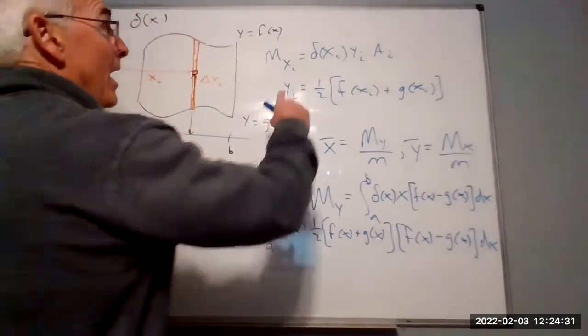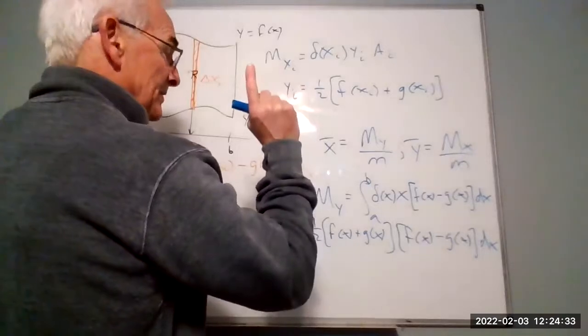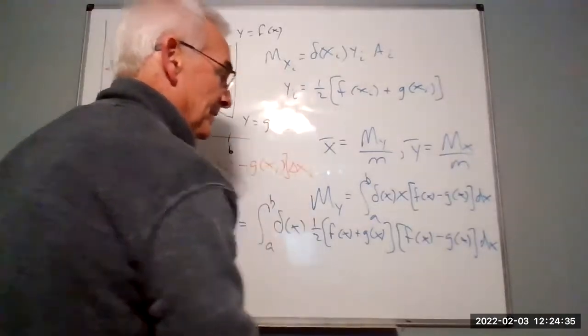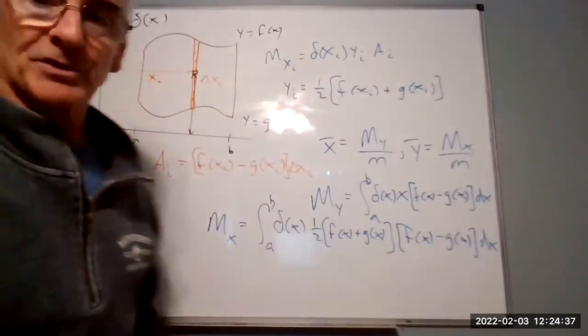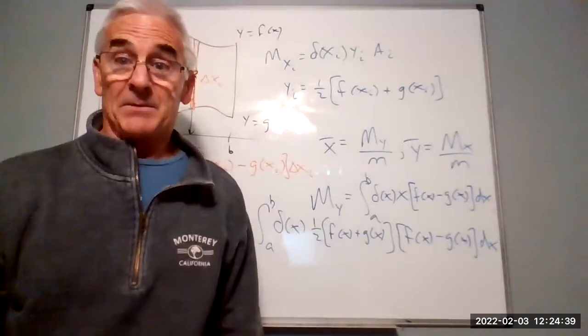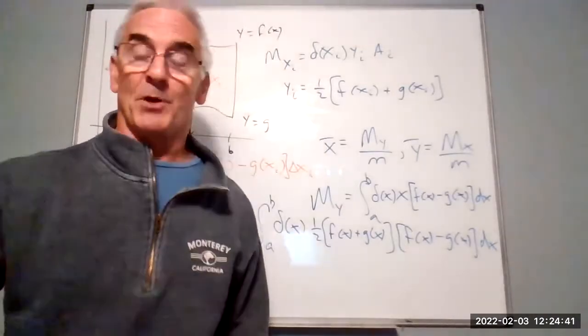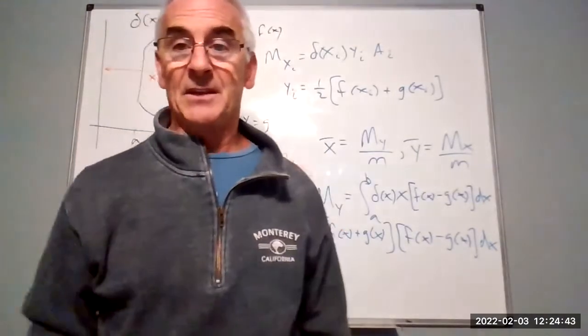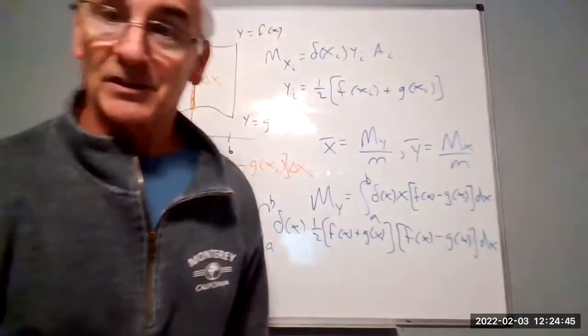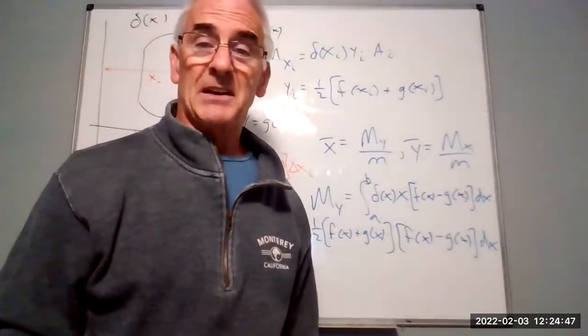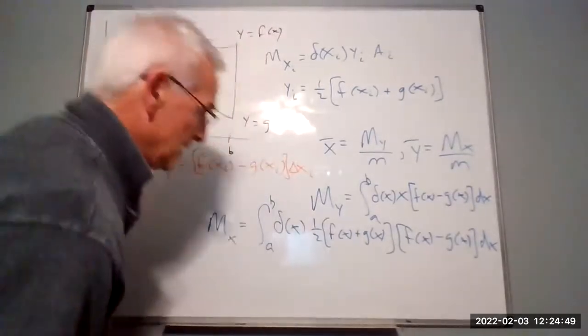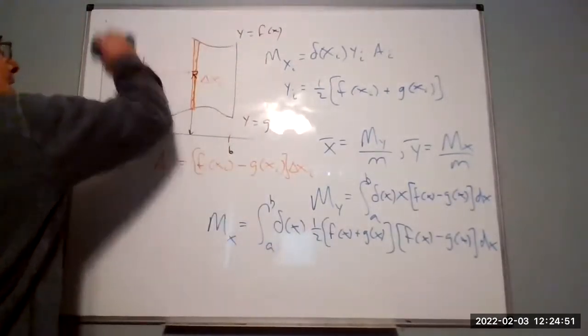Now, I have to find each of the pieces. I have to find the two moments and I have to find the mass, and then I have to take the quotient. When we do this in 3 dimensions, it turns out there's a third moment because there's an x, a y, and a z. That problem's a little bit bigger. It's a little bit longer, but it's not terrible. So let's do an example, okay?